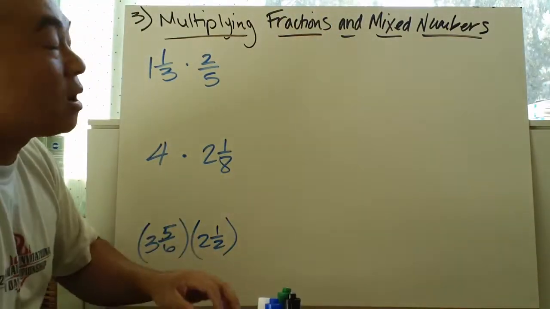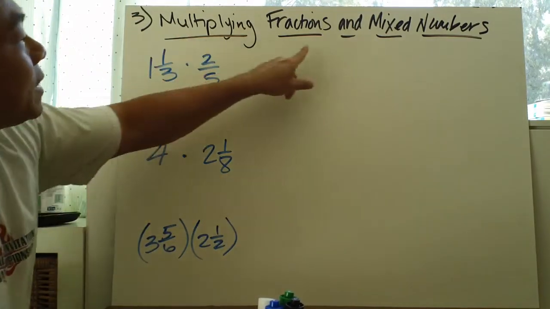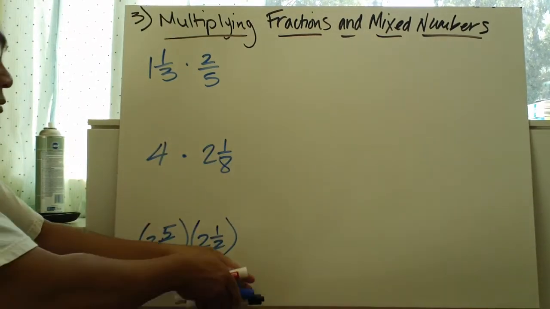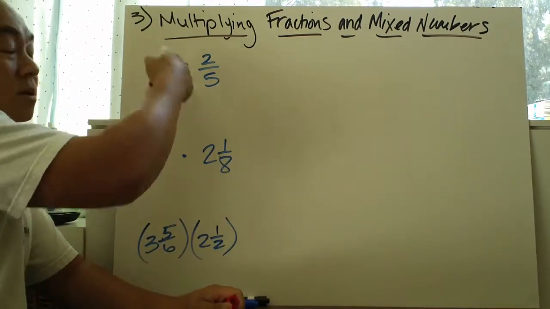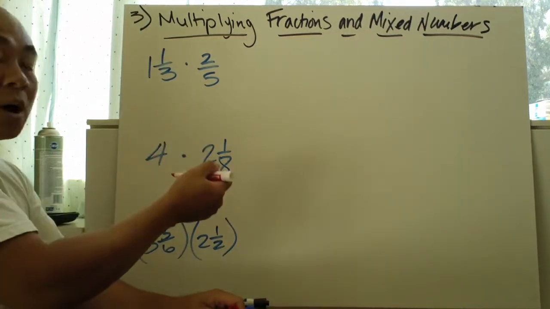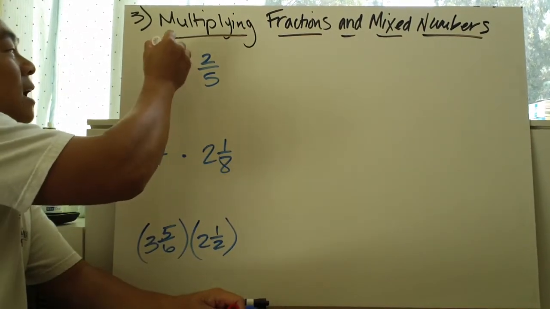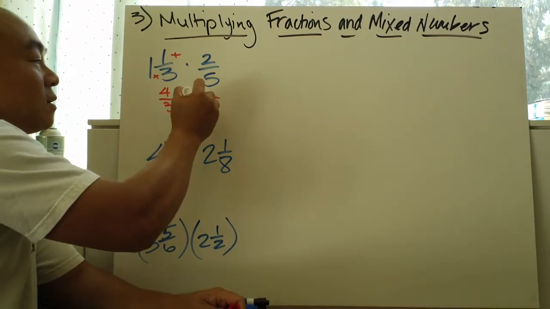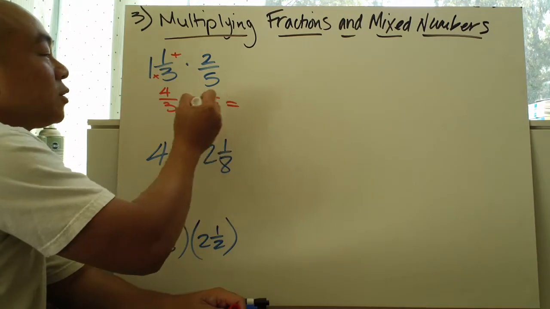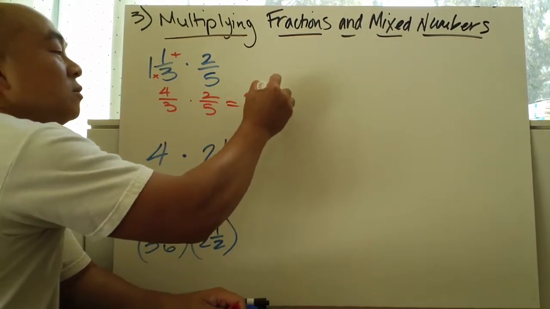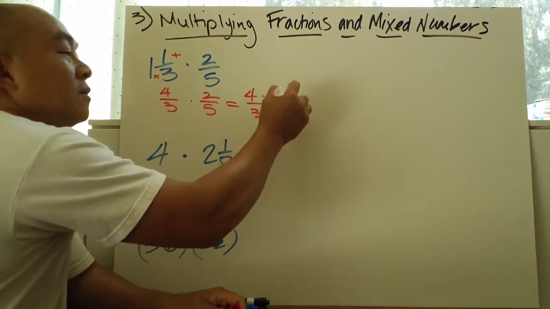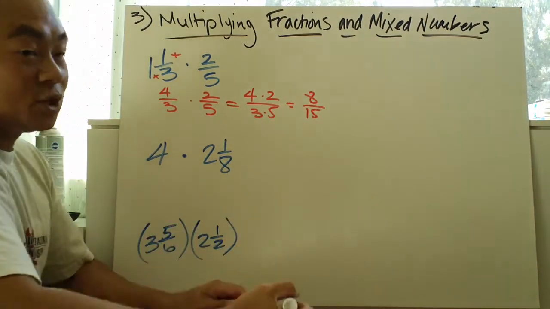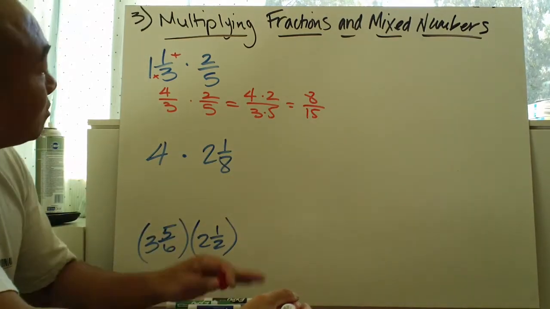Okay, now we're going to go to the third step, which is to multiply fractions and mixed numbers. So here we have a mixed number and we have a fraction. And just like what we talked about before, we're going to change this into an improper. Again, multiply this, add that. That's going to give us 4/3 times 2/5. Then multiply straight across. So you now have 4 times 2, 3 times 5, and that's going to give us 8 over 15. Okay, check to see if that could be simplified, and if it cannot, you're done.